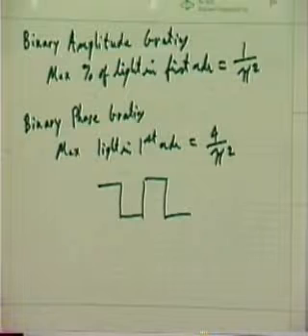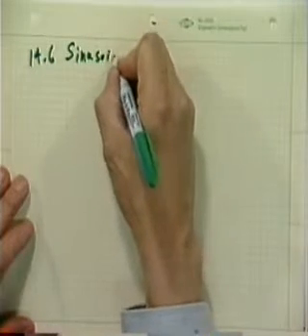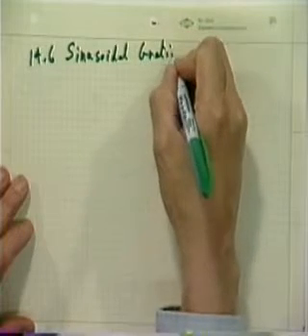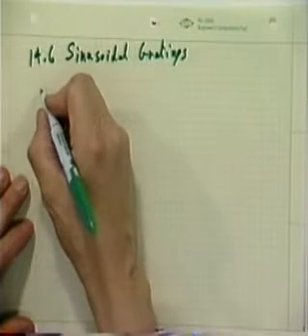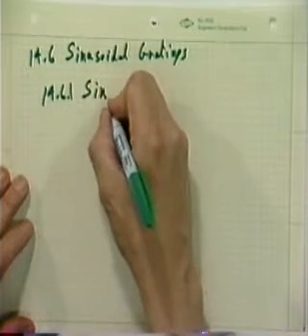Well, there are two more gratings we want to look at, both sinusoidal gratings. The first one would be a sinusoidal amplitude grating, and the second one would be a sinusoidal phase grating. So let's go on to that. This is section 14.6, on sinusoidal gratings, and the first part is 14.6.1, sinusoidal amplitude gratings.